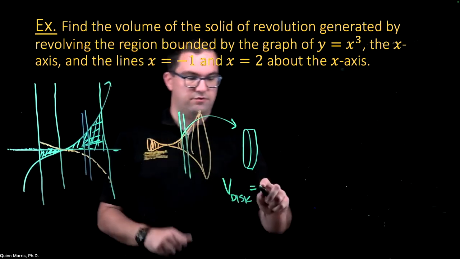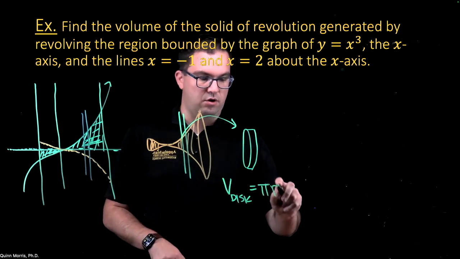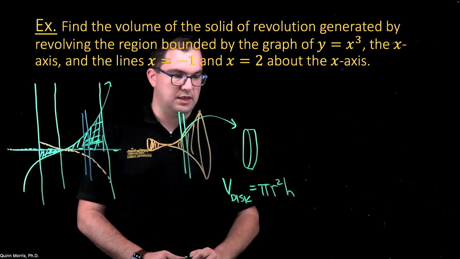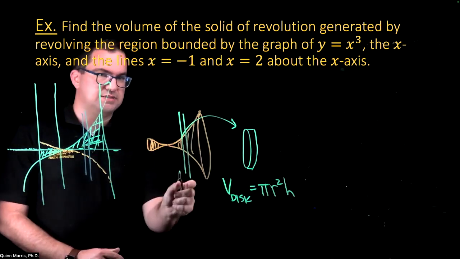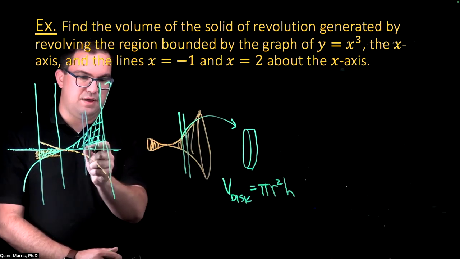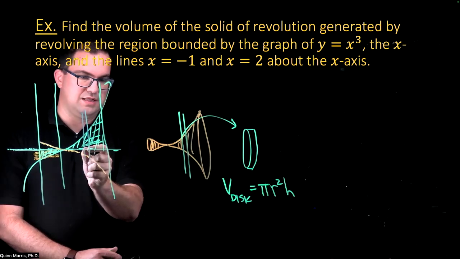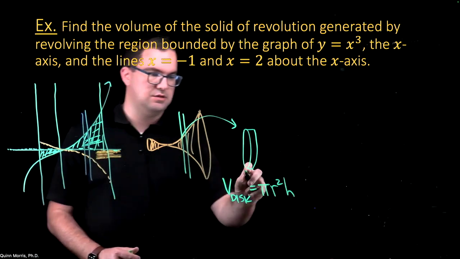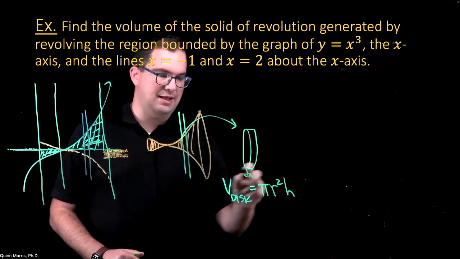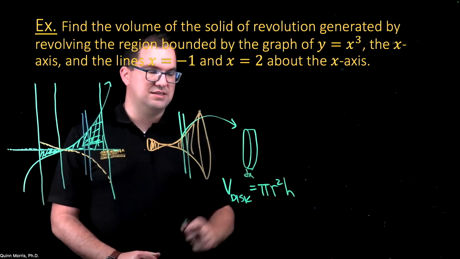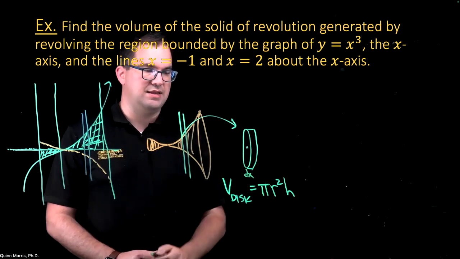But in general, the volume of a disk is pi r squared h. Now in this case, because I'm taking a slice this way, my height really is a little slice of the x-axis, so we're going to call that dx. So my height is dx, and now I just need my radius.